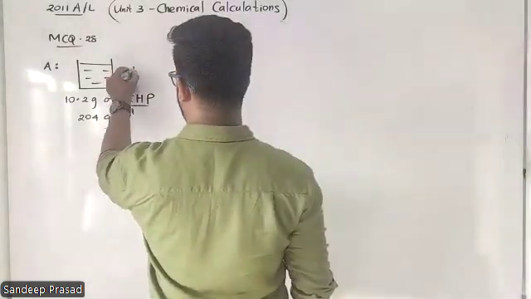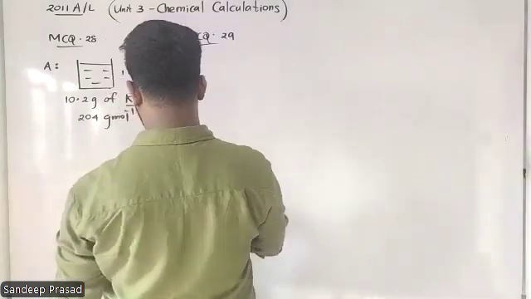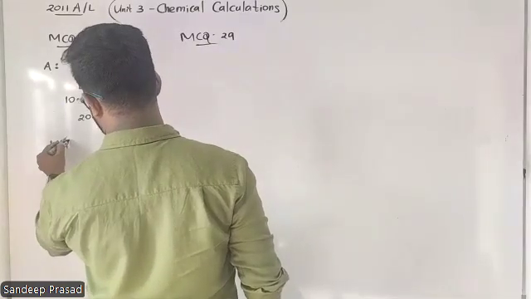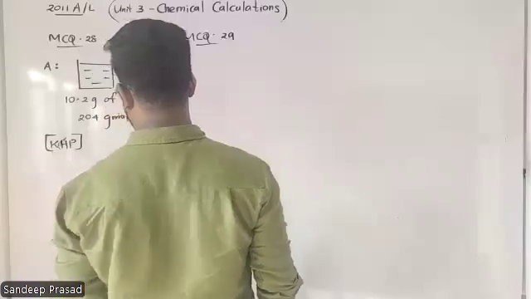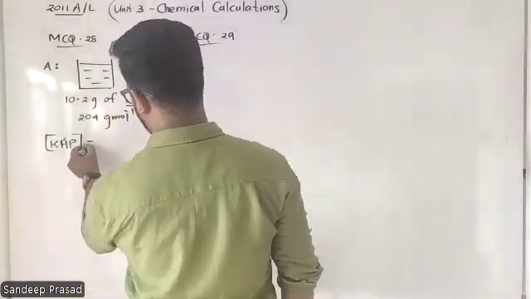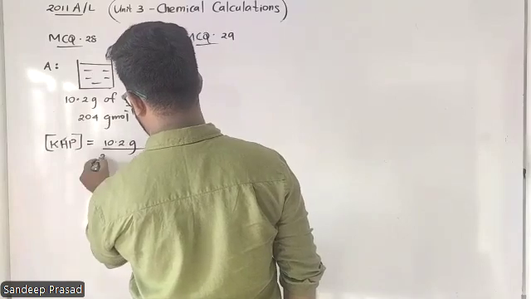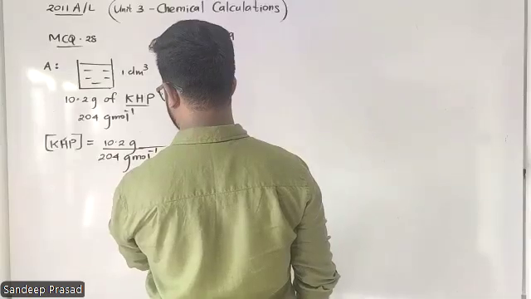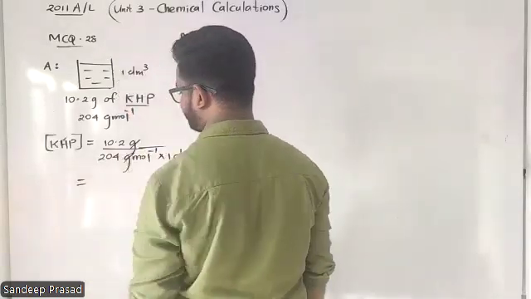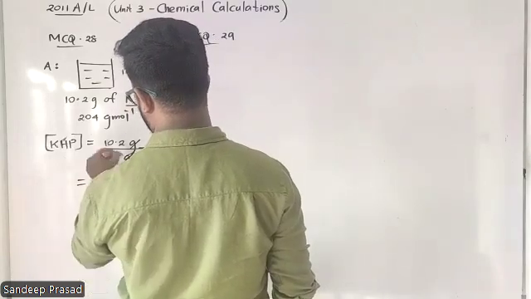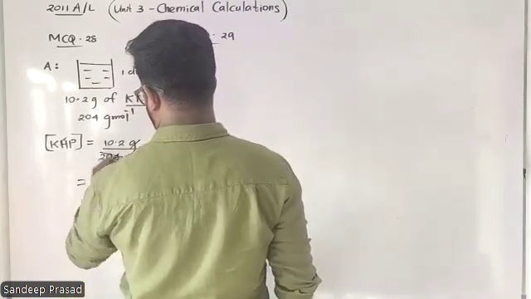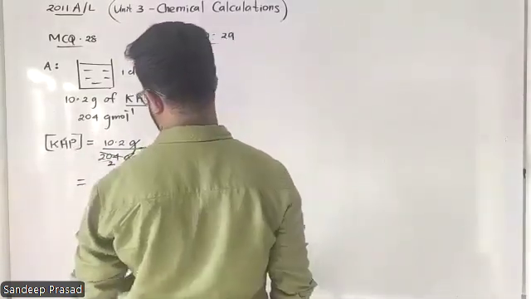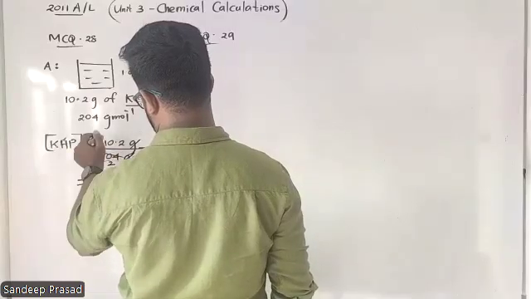So they have diluted this up to 1 cubic decimeter. Then students, we can find out the molar concentration. This is actually a monobasic acid. Let me find out the molar concentration of this one. Maybe that will be useful for future calculations. Mass is 10.2 grams divided by 204 grams per mole. The volume is 1 cubic decimeter that they have taken. Then the answer is 0.1.